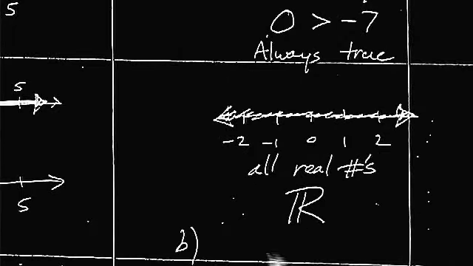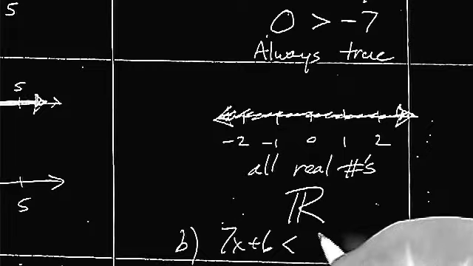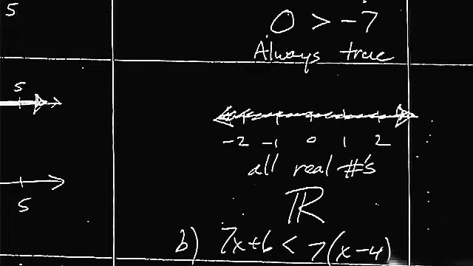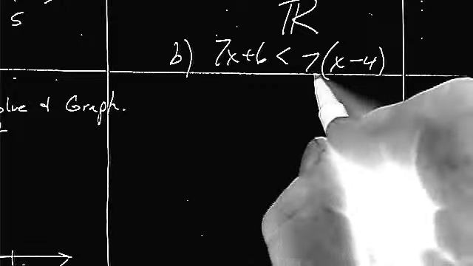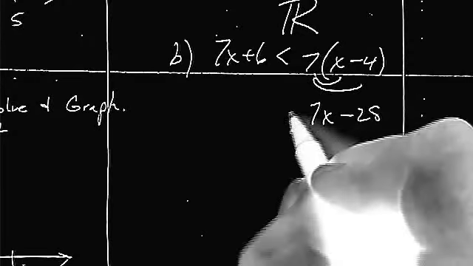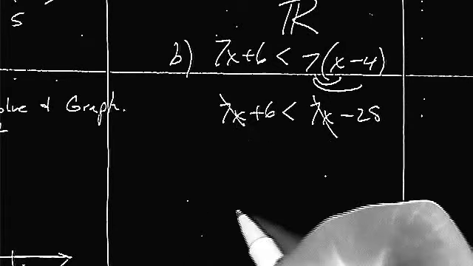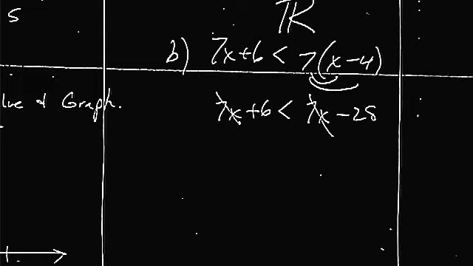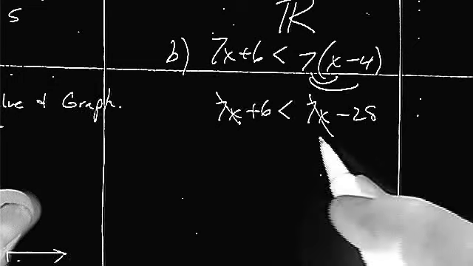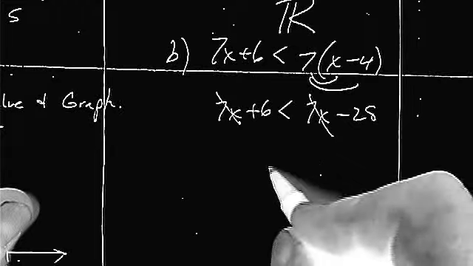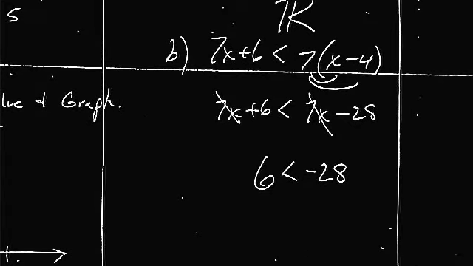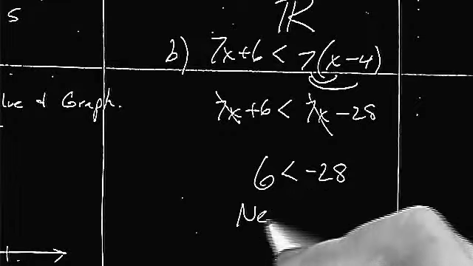Well, example B here, 7x plus 6 is less than 7 times x minus 4. Of course, I'm going to distribute: 7x minus 28, 7x plus 6, and I subtract 7x's. And so this is going to be similar to the last one where we end up losing all the x's. And so we have 6 is less than negative 28. How many times of your life has 6 ever been less than a negative number? Never. So this is never true.